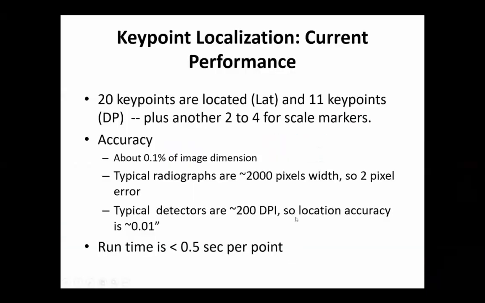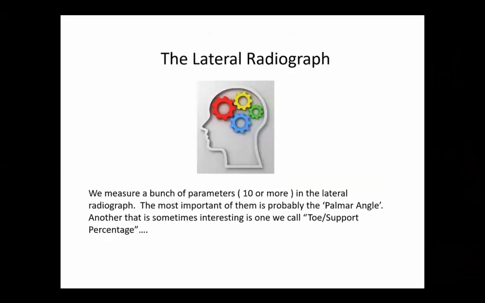Okay, so here's just a little summary. We find 20 points in the lateral, we find 11 points in the DP, some more for the scale markers, about 0.1% of image dimension accuracy. So we're getting within about 1 or 2 pixels. It takes about half a second per point, but we're going to speed that up. It's probably picking at about human speed right now.